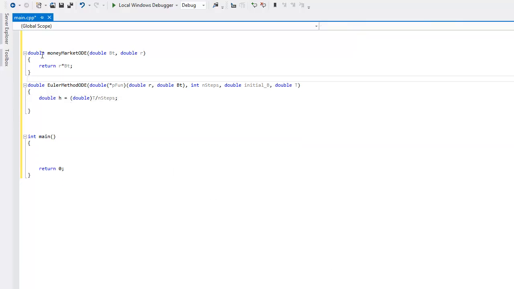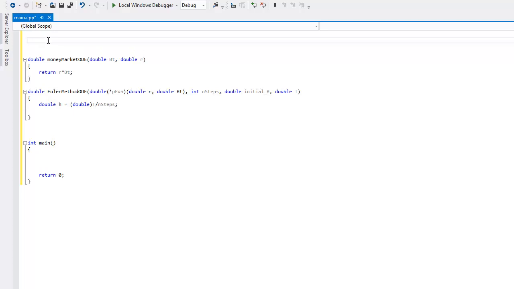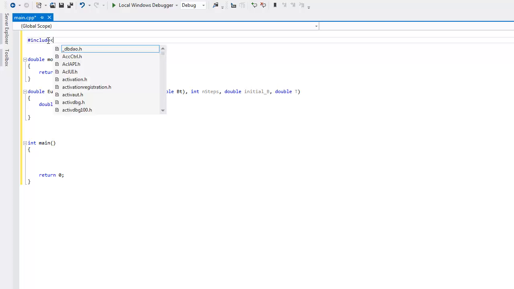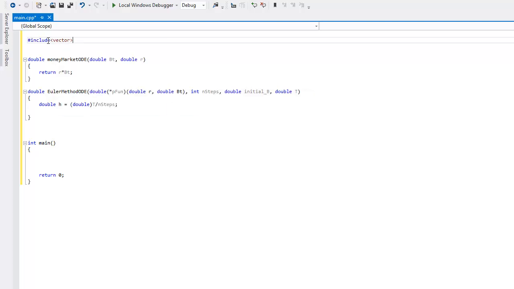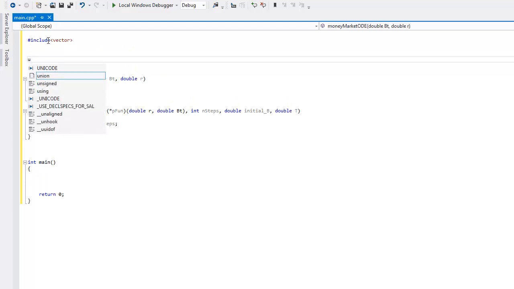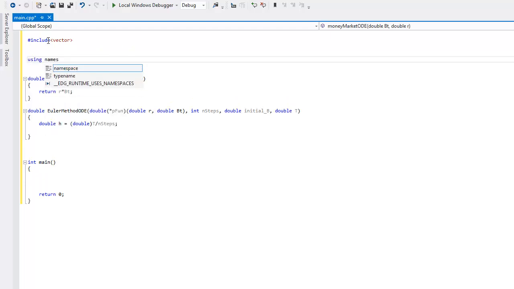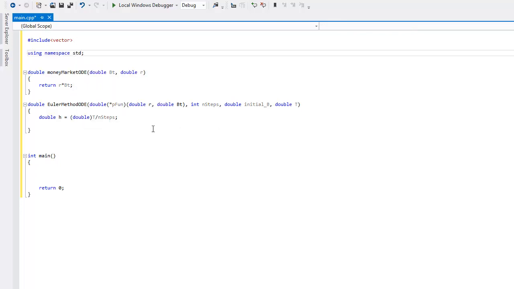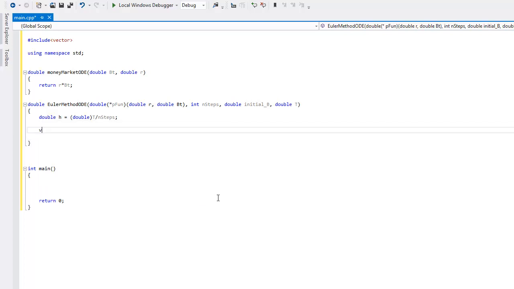We'll also use a vector, so let me just write here that we are including vector and using namespace std. Okay, so here we can use the vector class, and let's call the vector that will hold the output bt.